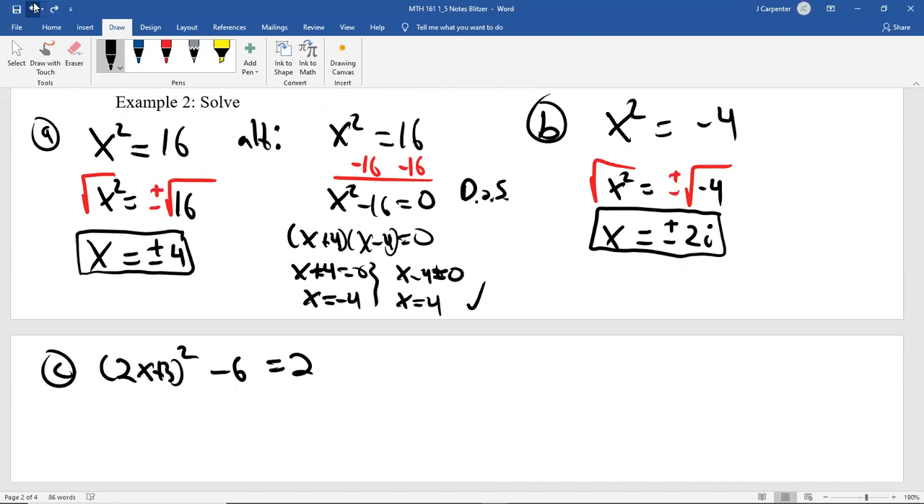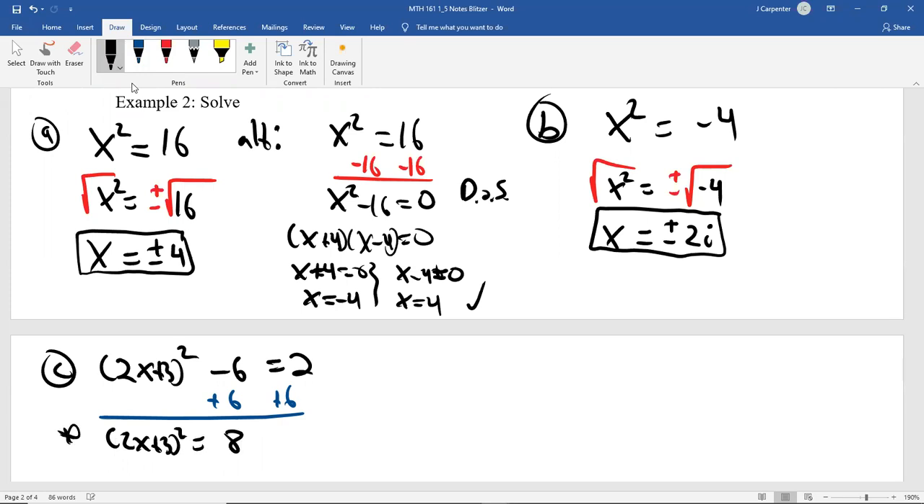Now you might think, oh, I need to write that times itself and FOIL it, combine the -6, move the 2 over and factor. You could try that, but spoilers, this problem is prime, so you're going to waste your time. This is a much easier and shorter way to do things. Add 6 to both sides. Just isolate the anything being squared. So we get 2x plus 3 in parentheses squared equal to 8.